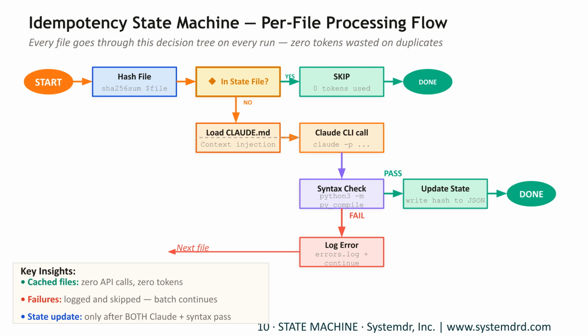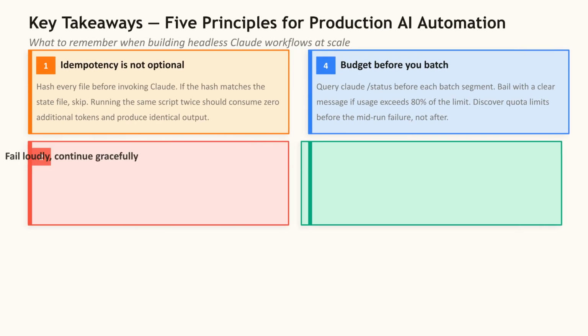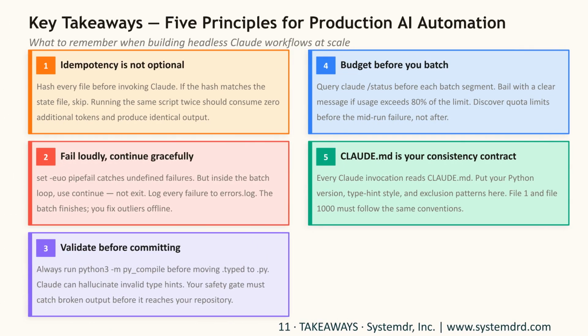Let us pull everything together into the 5 key takeaways. What to remember when building headless Claude workflows at scale. 5 principles. These are the decisions that separate a production-grade AI automation from a script that works in demos but breaks in the wild. Principle 1.